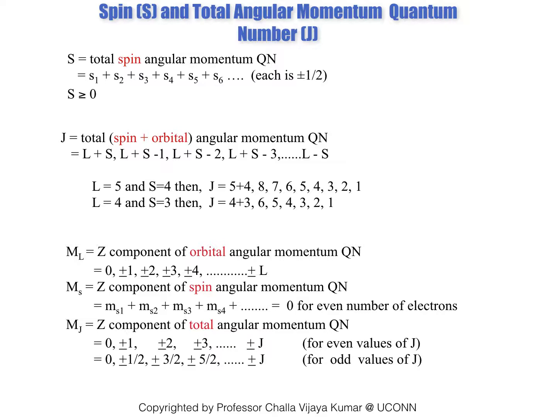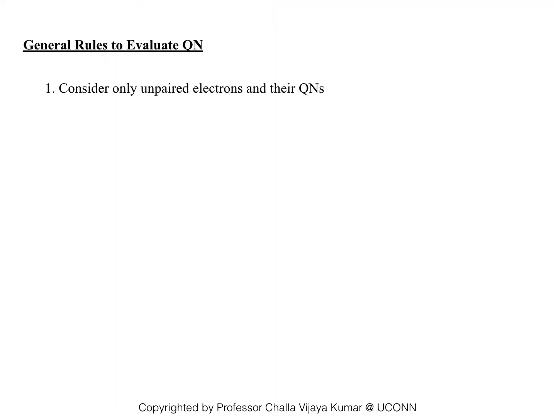These Z components are less important right now. We're going to look at them when we look at the magnetic field effects. For now, we're going to pay very close attention to L, S, and J, all capital, for multi-electron systems. So there are certain general rules we obey.